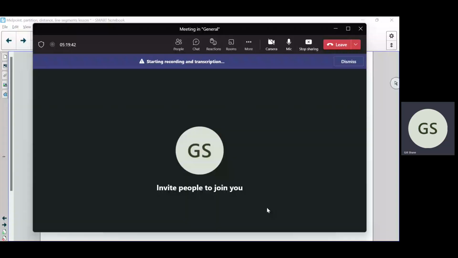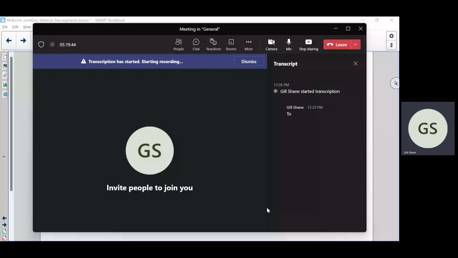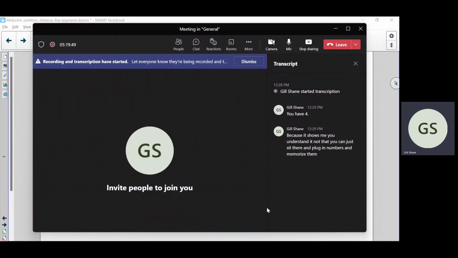to a 4. Because it shows me you understand it, not that you can just sit there and plug in numbers and memorize a process. It shows me you understand it.